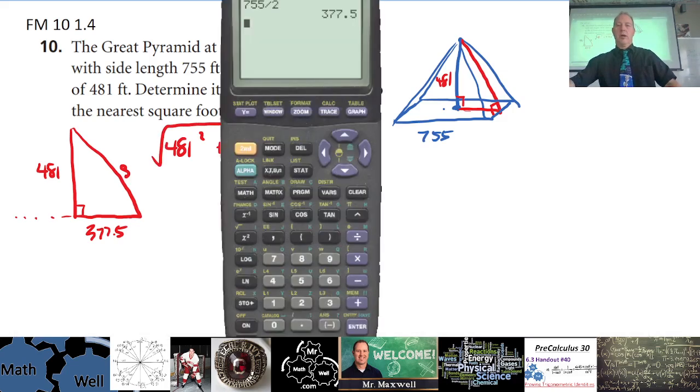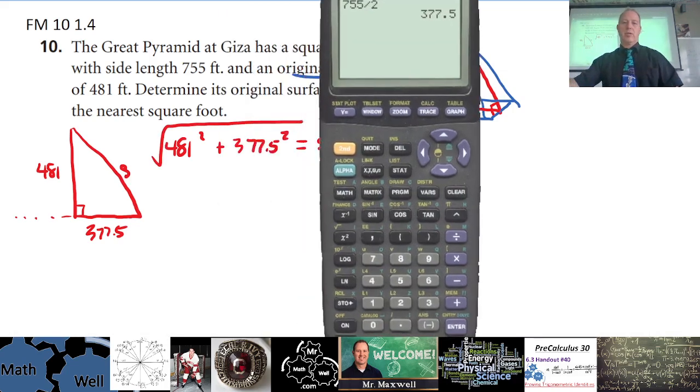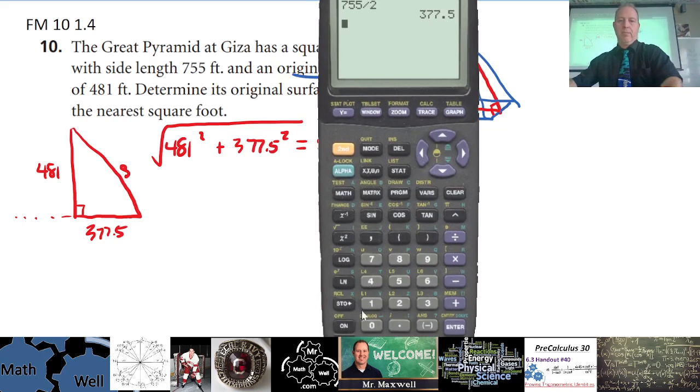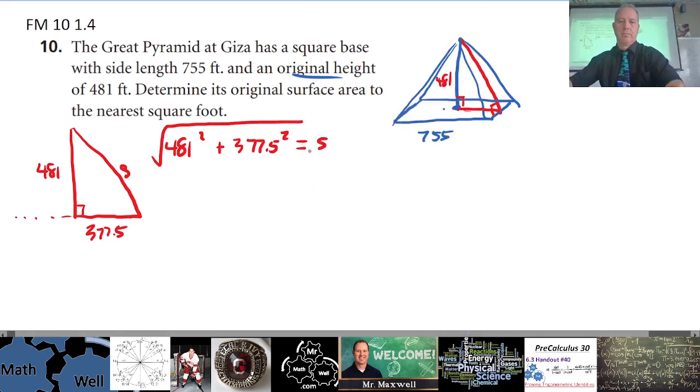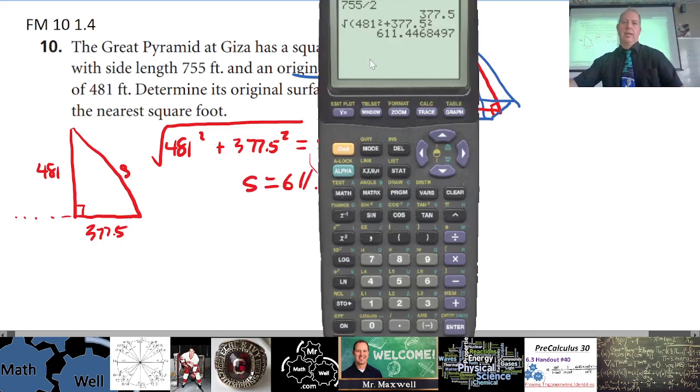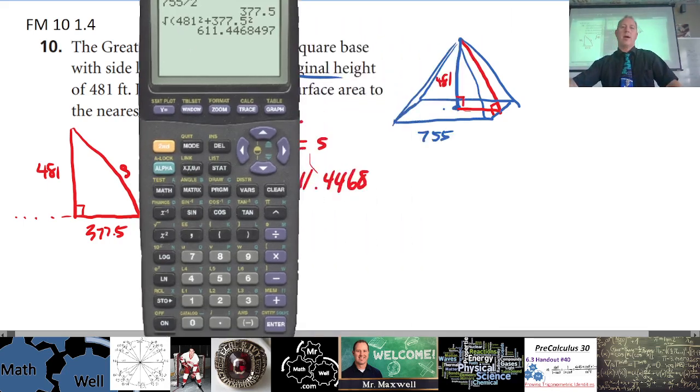You could probably do that on your calculator all in one calculation if you wish. So I'm going to try and do that here. S equals 611.4468. Okay, on that calculation. So that's going to be S, and that's going to be important now for our calculations.